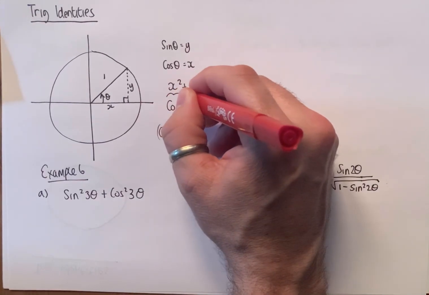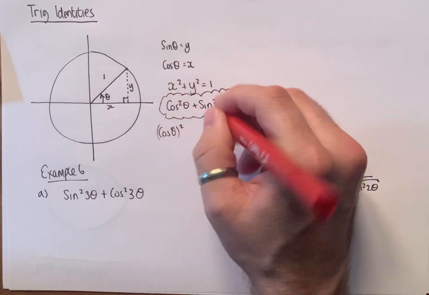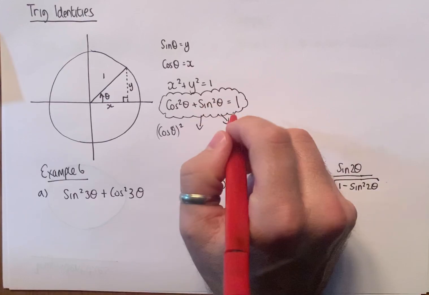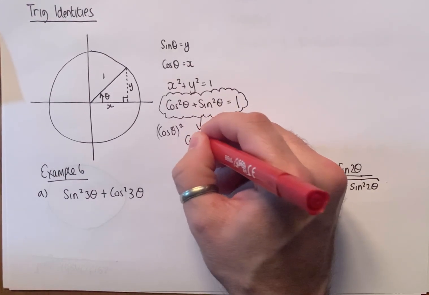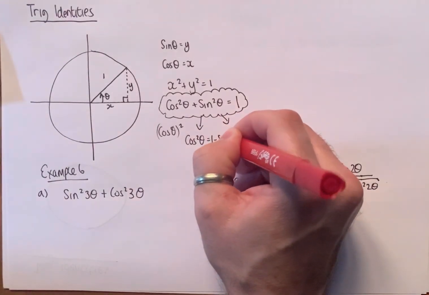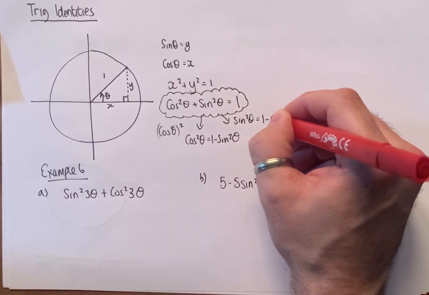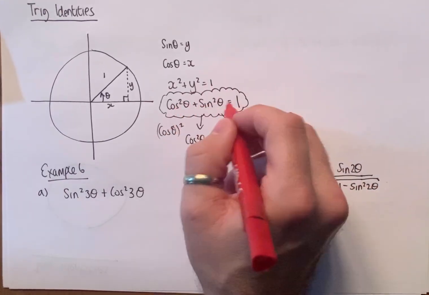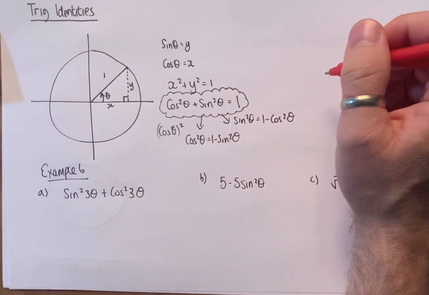So that's a really important trig identity. You need to make sure you memorise that. And from that, you can have two different versions by making cos squared and sine squared the subject. You could say cos squared theta is 1 minus sine squared theta, and equally sine squared theta is 1 minus cos squared theta. But if you learn the first one, these can be found very easily from it.